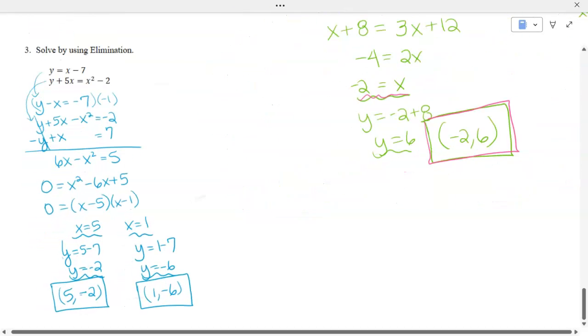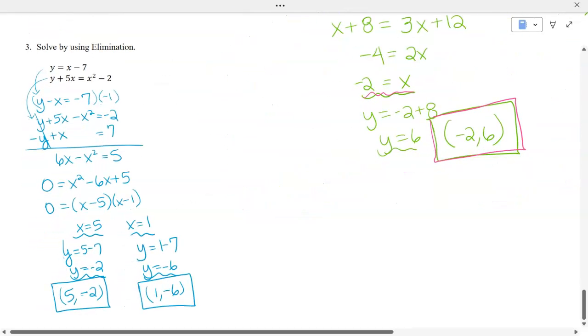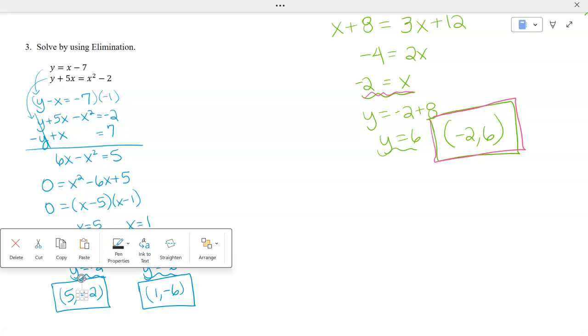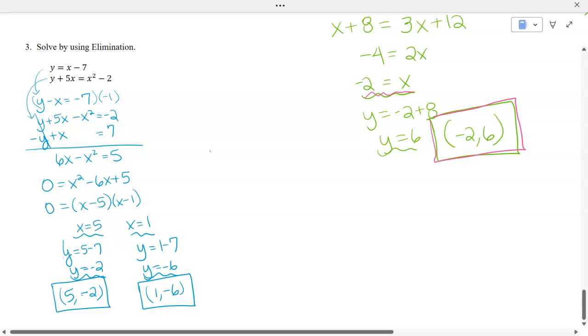So this last problem is just solving the system of equations using elimination. And what I did here, I decided to get my y terms on one side of the equation and then get my x terms on one side of the equation, including the x squared. And then I just added my two equations together. My y's canceled out. I got 6x minus y squared equals 5. And then I just brought it all over to the right-hand side of the equation just so my x squared term would be positive. And I factored it and used my two values of x to plug back into one of the original equations to solve for my value of y.